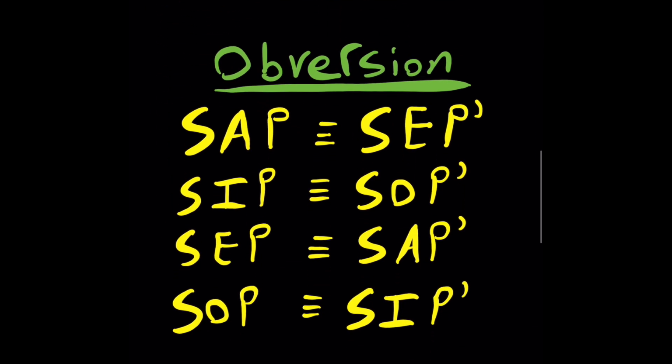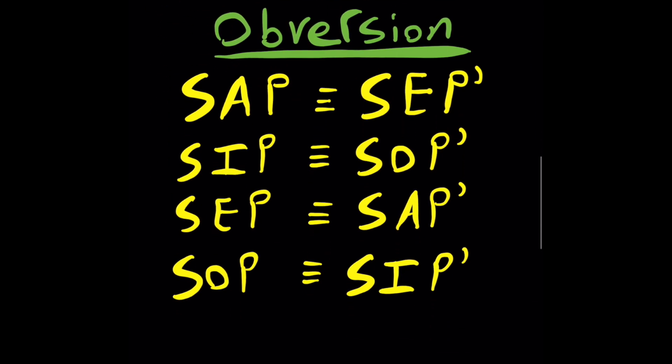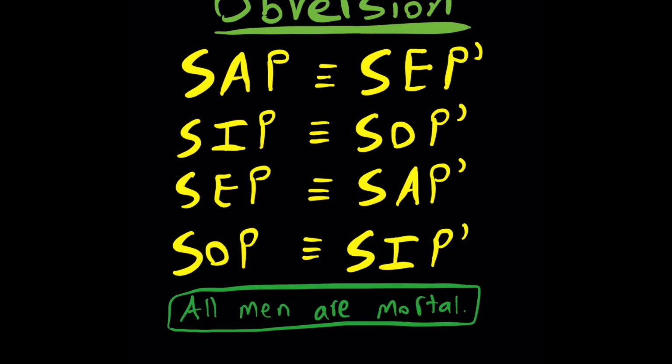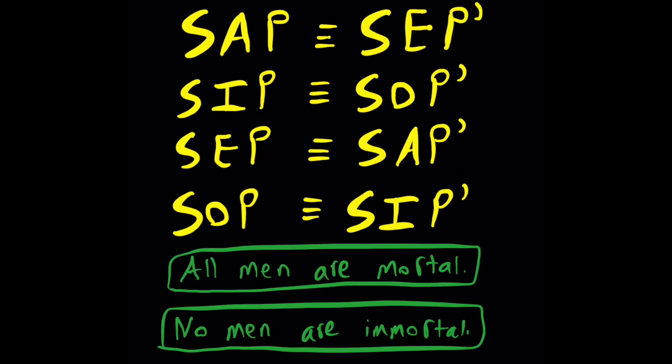Next, we have obversion. And obversion validly works with all four categorical propositions. We negate the predicate. All we have to do is change the quality from A to E, from I to O, from E to A, from O to I. For example, "all men are mortal," the universal affirmative proposition, is logically equivalent to "no men are immortal." We negated the predicate mortal to immortal, or in other words, non-mortal.